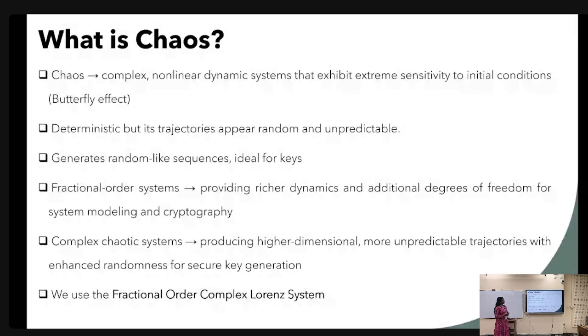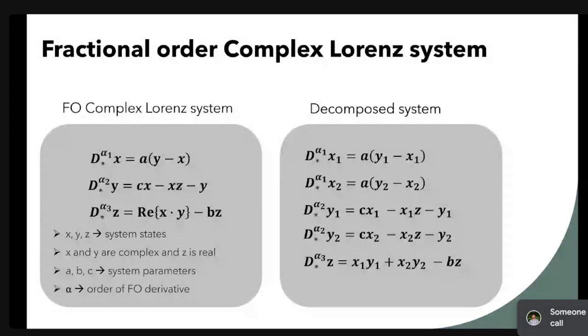Let's move to the fractional order system. This fractional order system provides richer dynamics and an additional degree of freedom for system modeling and cryptography. Next, complex chaotic systems. These systems produce higher dimensional trajectories, which means the system state is represented as a complex variable, and this gives more unpredictable trajectories with enhanced randomness for secure key generation. In our work, we are using this fractional complex Lorenz system for generating the key.